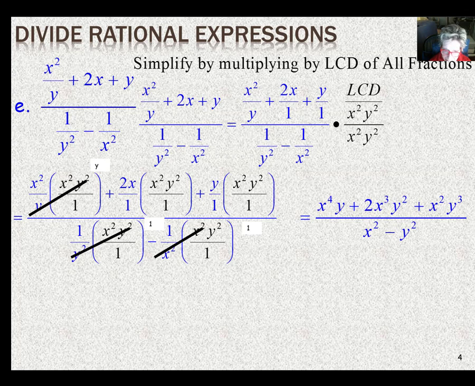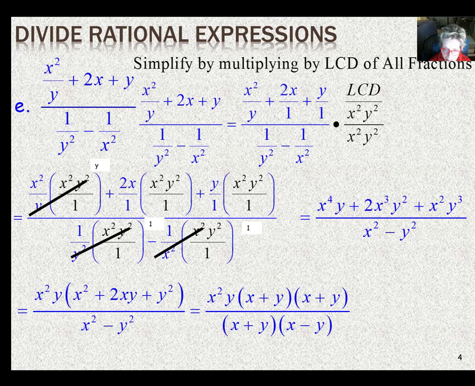Now, my next step is to simplify the numerator by multiplying and getting rid of the parentheses. And I do the same thing in the denominator position. Now I take the GCF out of the numerator position, factor it out. I then take the denominator of x squared minus y squared, factor that, cancel out common factors, and I'm left with x squared y times the quantity of x plus y over the quantity of x minus y. Wasn't that fun?